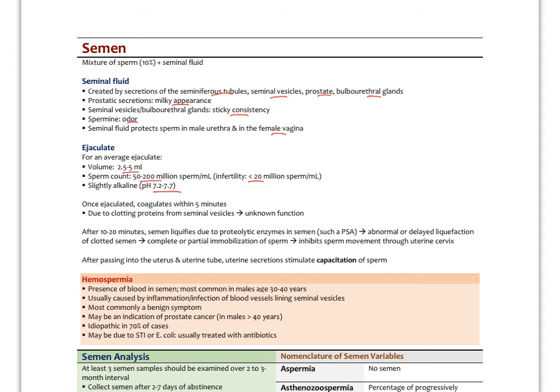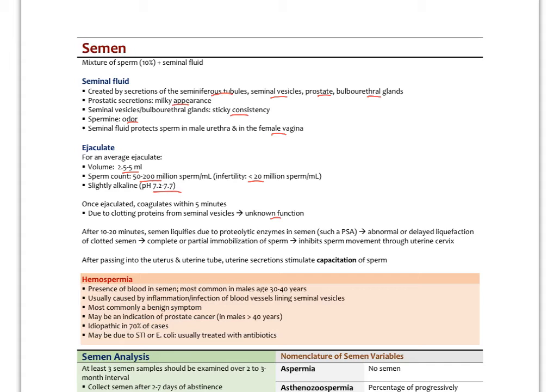And once it's ejaculated, it coagulates within just a few minutes, and that's due to those clotting proteins from the seminal vesicles I mentioned in the last slide. We're not quite sure what that function is for. After about 10 to 20 minutes, though, again, the semen will then liquefy due to the proteolytic enzymes from the prostate. And we know that abnormal or delayed liquefaction of the clotted semen can actually lead to immobilization of the sperm, and that's going to inhibit the sperm movement to the uterine cervix. So the prostate has a very important role at preventing that overcoagulation.